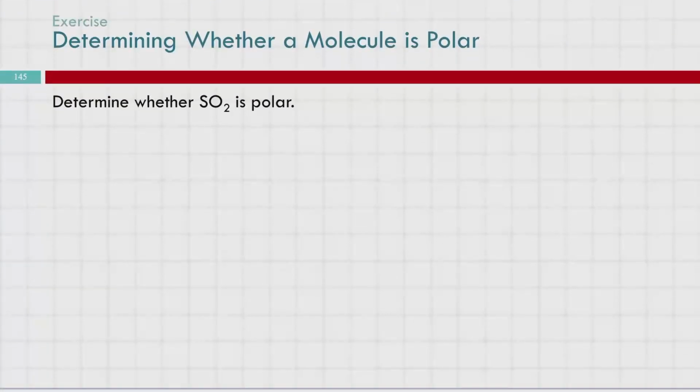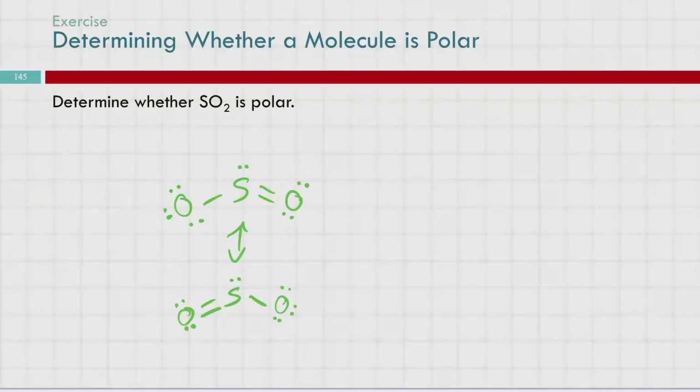Okay, determine whether SO2 is polar. Another one for you to try. All right, if you were stuck on the Lewis structure, here is the Lewis structure. That's one of them. The other one would be the mirror image. So those would be the two Lewis structures. It does have resonance.